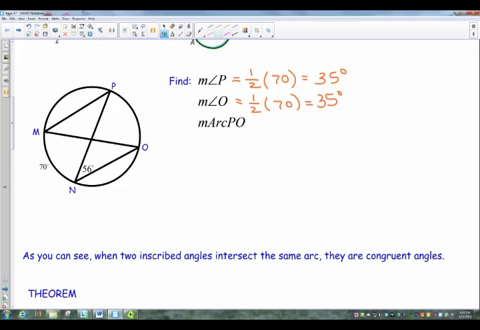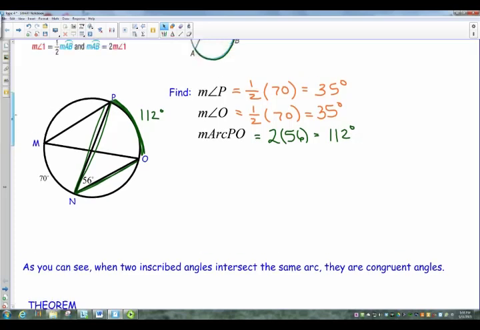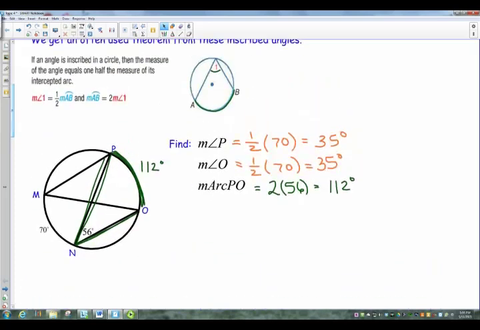Now the next one is we want to find the measure of arc PO. So here's PO here, and it's created by this angle, and that angle is 56 degrees. So the arc is always twice the angle, and the angle in this case is 56. So the arc equals twice 56, we multiply by 2, we get 112 degrees. So that arc has a measure of 112 degrees, and there you go. Alright, so that's how these questions work, and how that theorem sets up. Your inscribed angle is always 1/2 the measure of the arc.